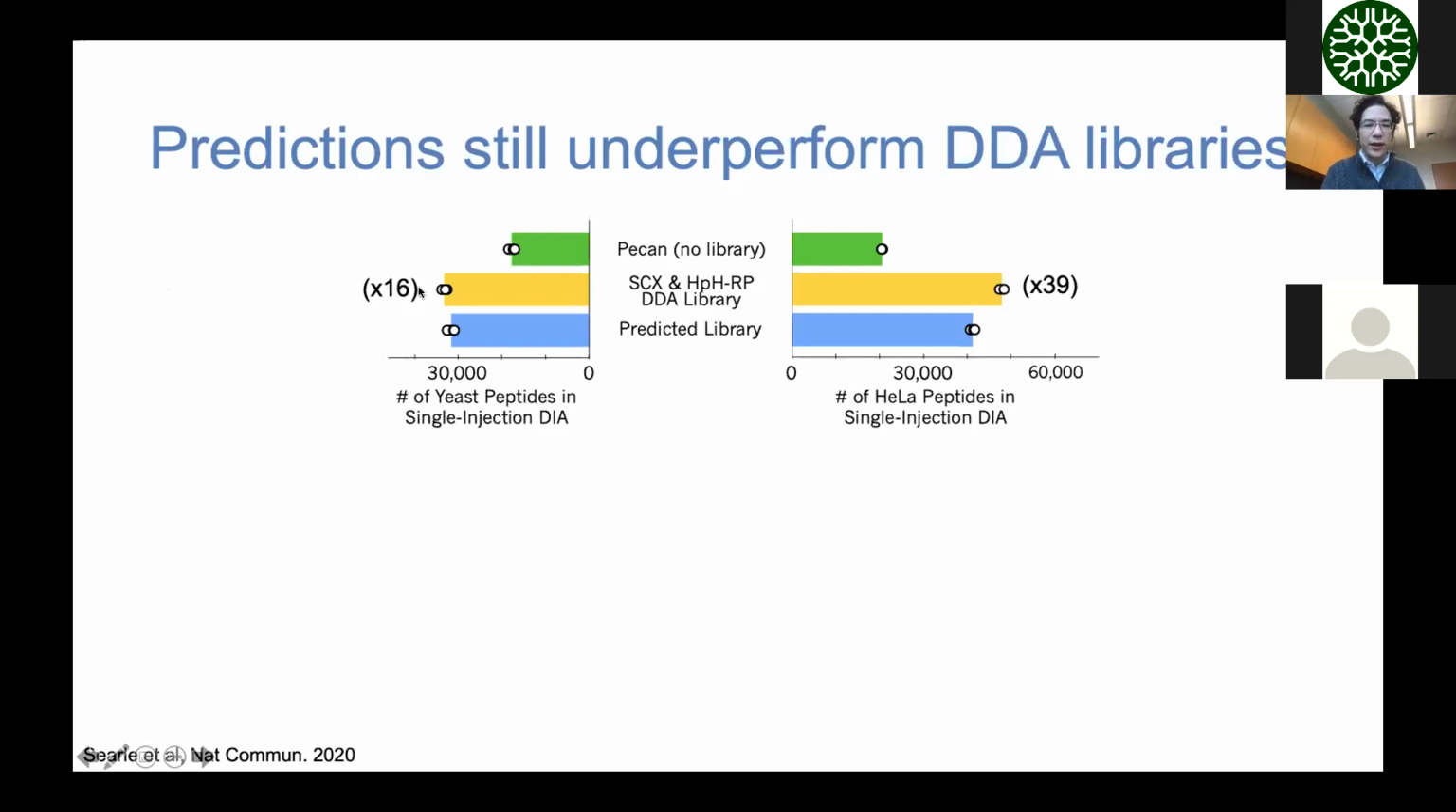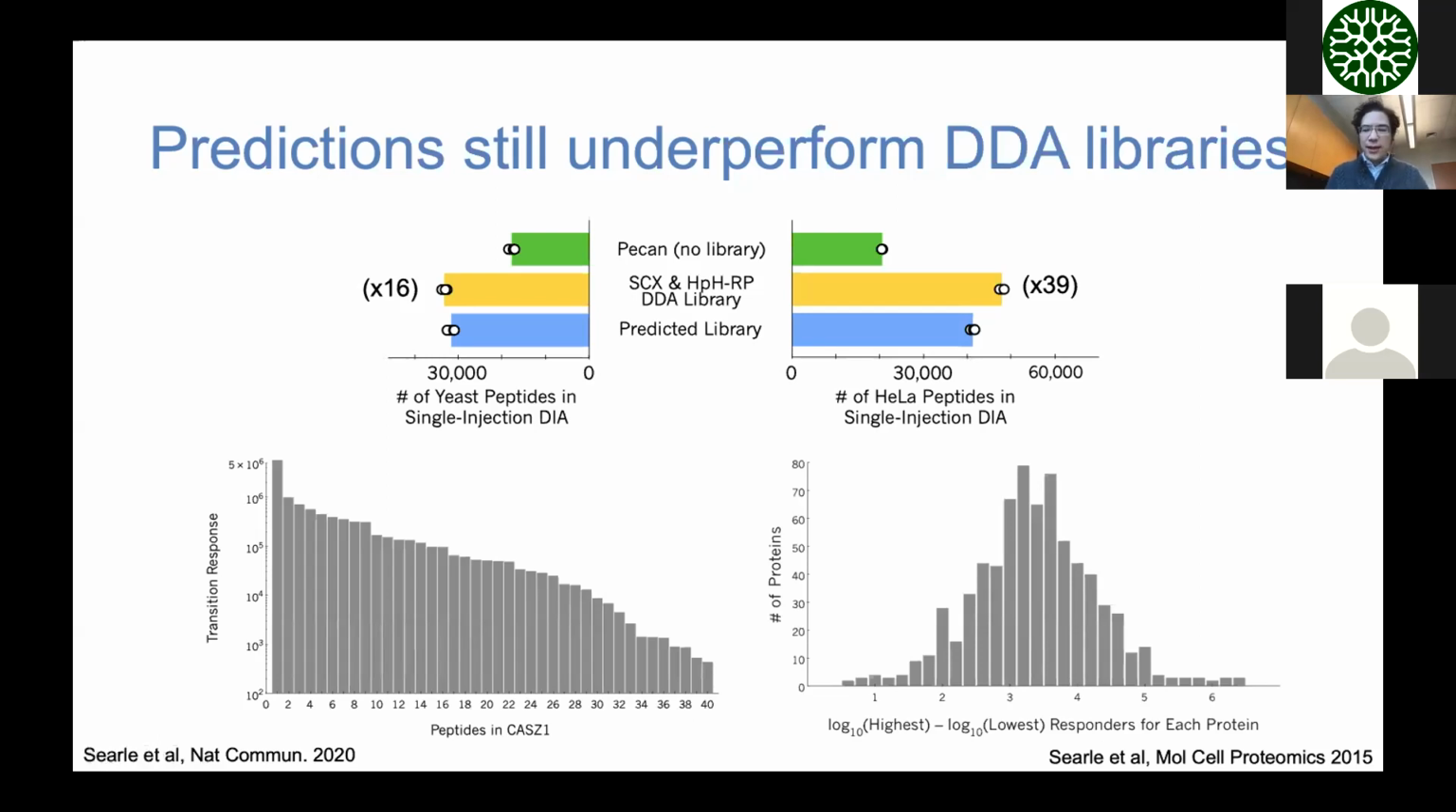So 16 runs over here built into the library, 39 runs built into the HeLa library, because human samples are just a bit more complex. If we search that with a predicted library, we do pretty well, right? As I said, the fragmentation patterns are pretty similar, but we don't do quite as well. So there's a third step here, which is, as I said, the limited library actually helps you a lot.